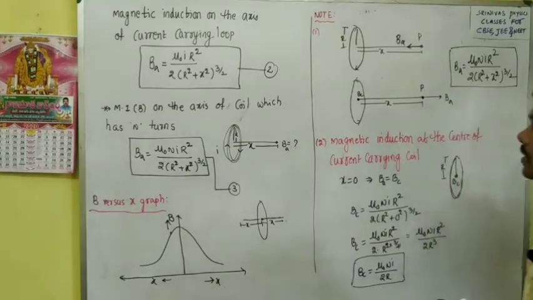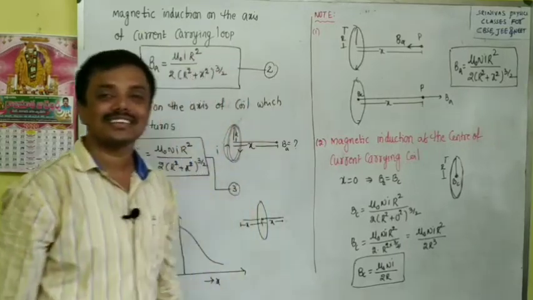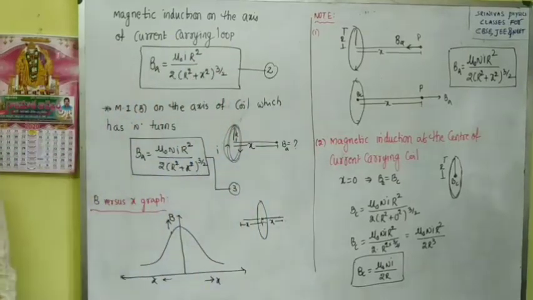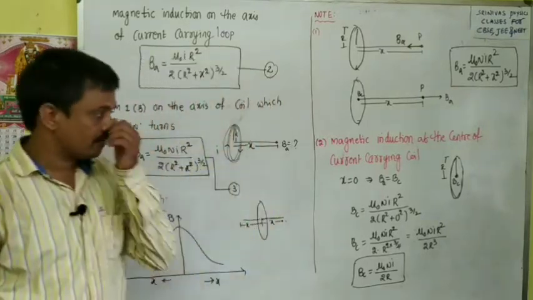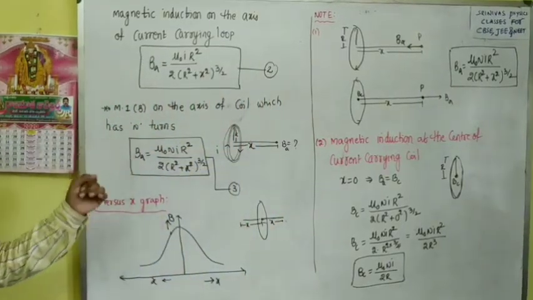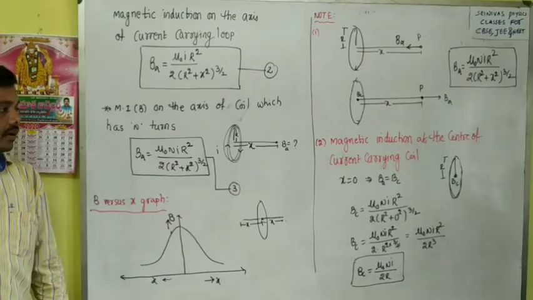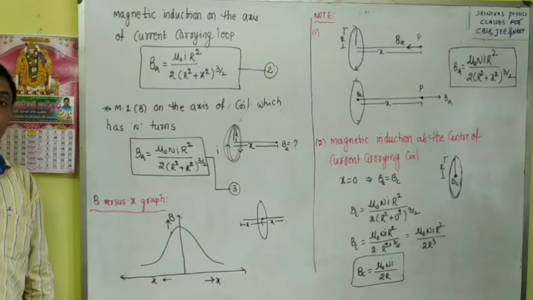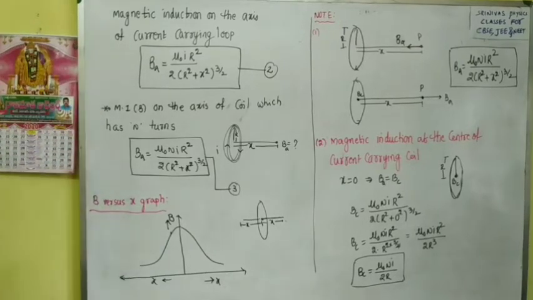This is the formula for the magnetic induction at the center. We already derived this formula in the last lecture: the magnetic induction at the center of a current carrying coil is mu naught N I by 2r. Even from this we can derive that formula. Now let us continue. I want the relation between the magnetic induction at the center and on the axis. Then how can we derive it?